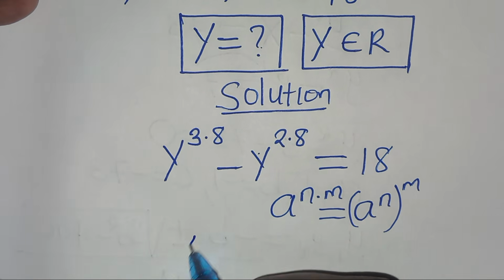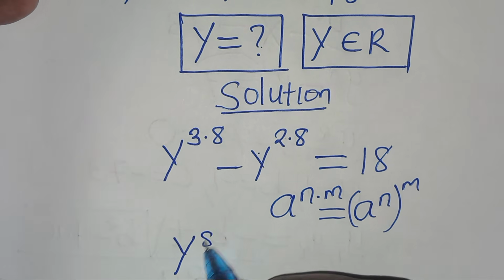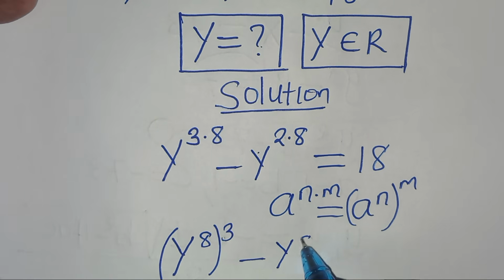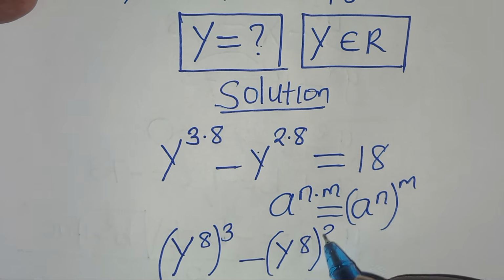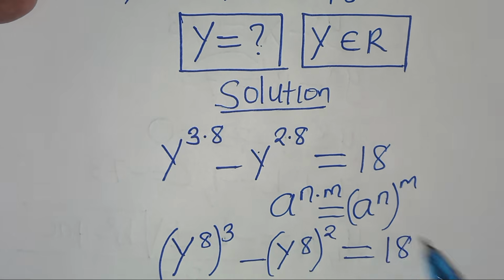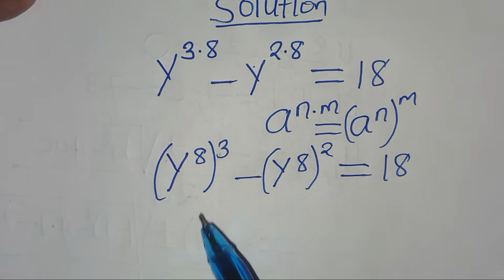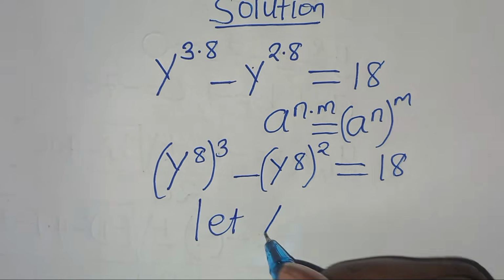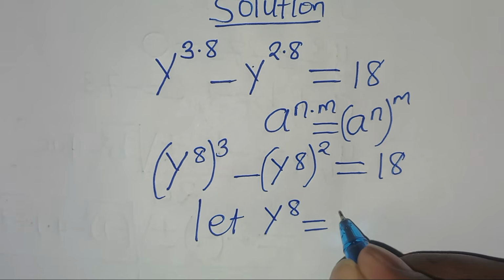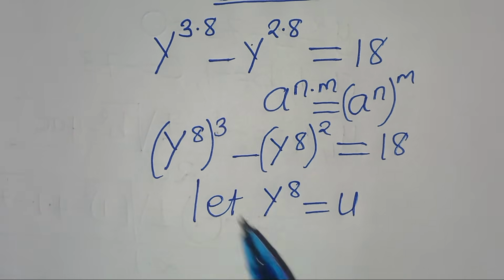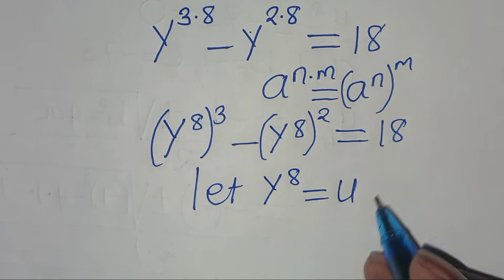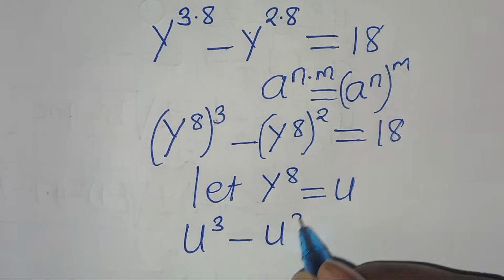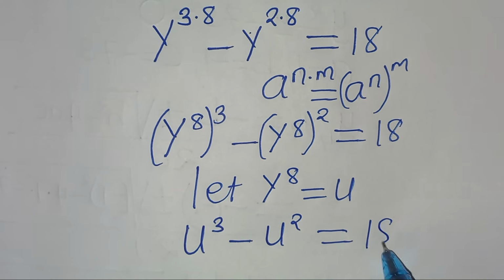Now this means we can express this as y to the power of 8 raised to the power of 3 minus y to the power of 8 raised to the power of 2. This is equal to 18. We have that y to the power of 8 is common here, so we can let y to the power of 8 be equal to u. So let's express this equation here in terms of u, so that we have u to the power of 3 minus u to the power of 2. This is equal to 18.